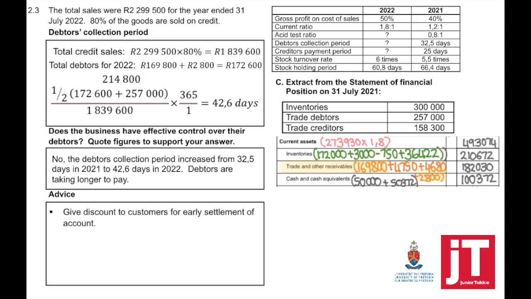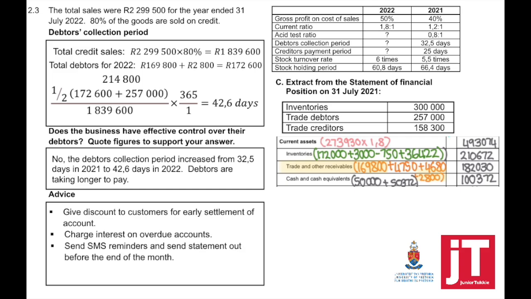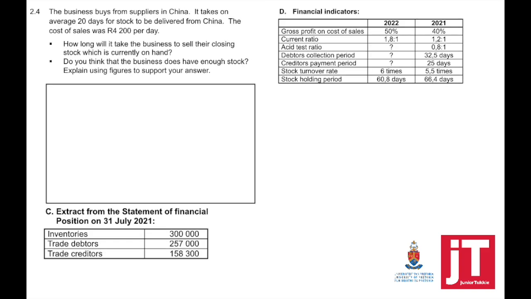Advice: give discount to customers for early settlement of account. Charge interest on overdue accounts. Send SMS reminders and send statements out before the end of the month. Ensure that debtors do not exceed their credit limit. So these are measures that we can put in place so that we can collect the money quicker from our debtors. 2.4. The business buys from suppliers in China.